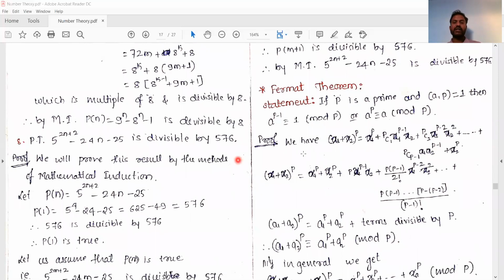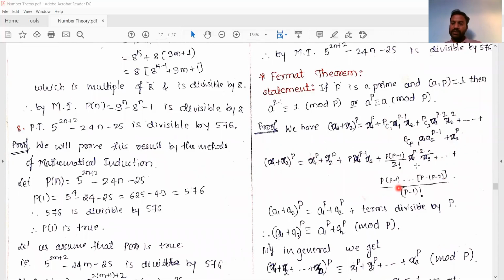For this we will consider (x1 plus x2) raised to p, where x1 and x2 are any two numbers. We have to expand this: x1 raised to p plus pC1 x1 raised to p minus 1 into x2 plus pC2 x1 raised to p minus 2 into x2 square, and so on, with the last term x2 raised to p. So (x1 plus x2) raised to p is equal to x1 raised to p plus x2 raised to p, the first and last terms, plus p x1 raised to p minus 1 into x2 and so on. Here we are getting the simplified terms.